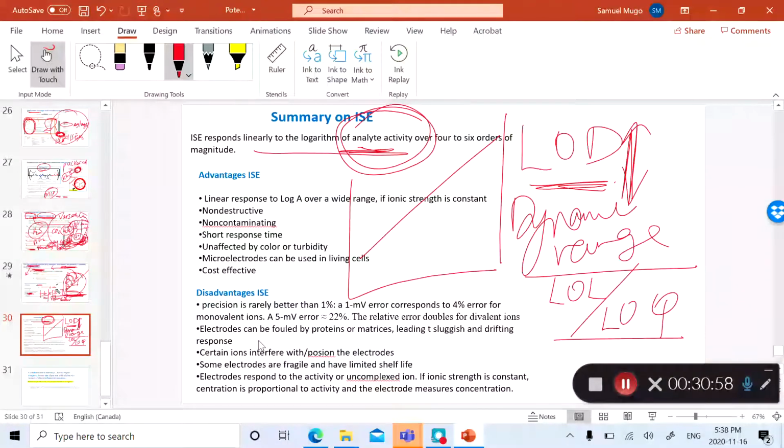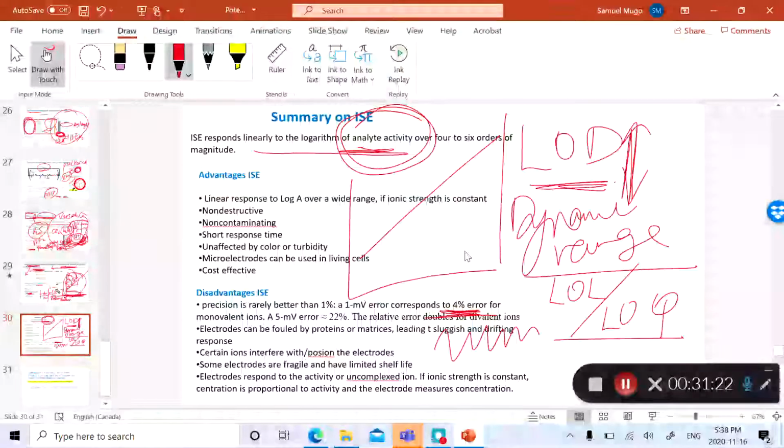All right. Other disadvantages, they tend to have very poor precision. The precision is not very good for ion selective electrodes and so on. That's why when you take a pH electrode, it tends to be fairly unstable and fairly noisy, and so on. And also they tend to be easily poisoned as well.